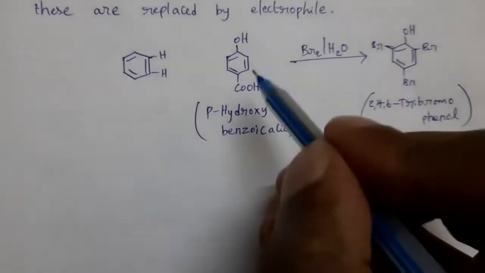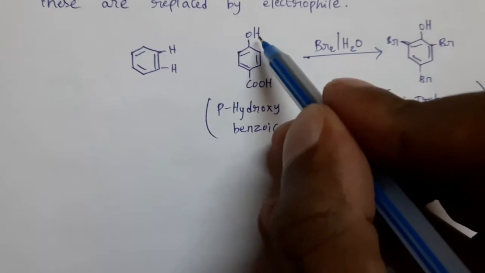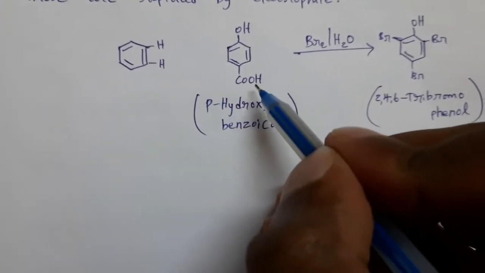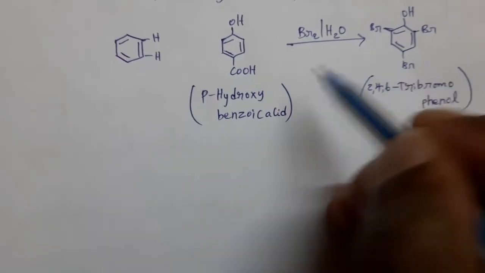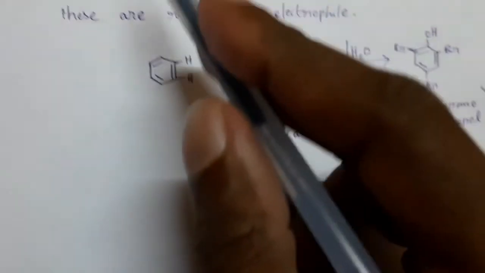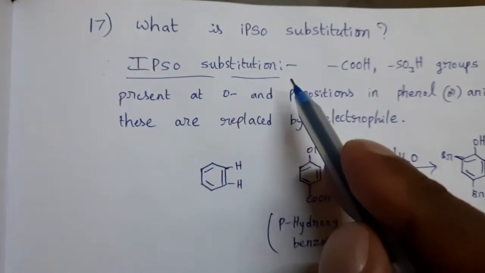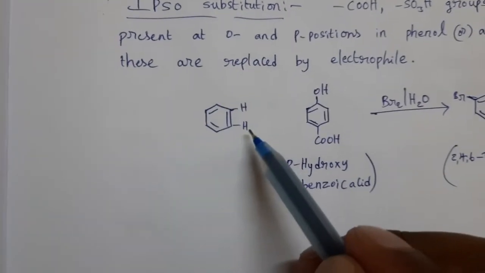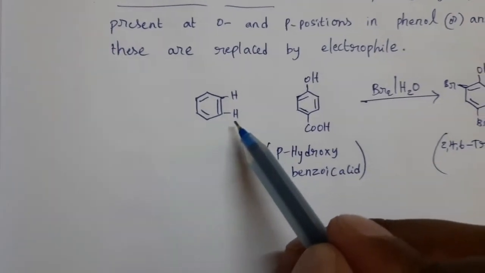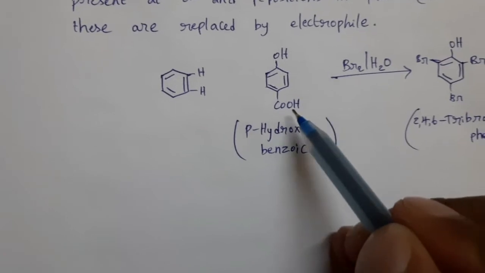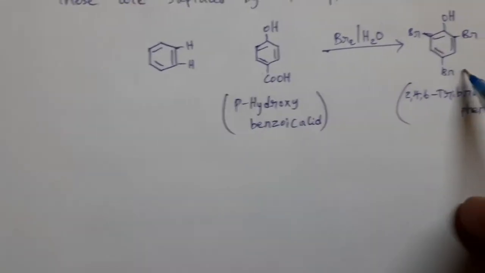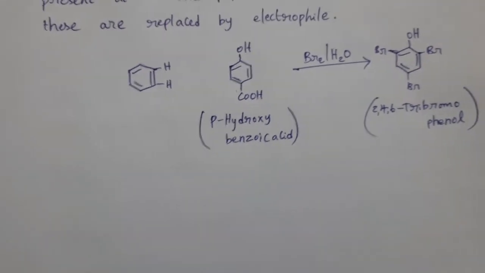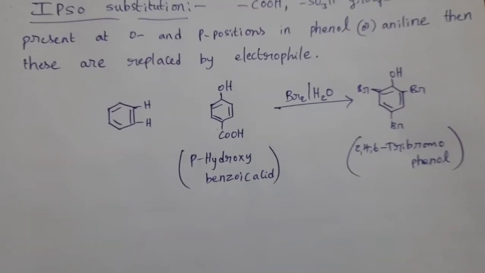Observe this reaction, COOH, OH both are present. This COOH attached to the benzene ring is replaced by bromine. So this type of substitution is called ipso substitution reaction. Normally these hydrogen atoms are replaced by substituents, but in this case this substituent is replaced by bromine. So this is ipso substitution reaction.